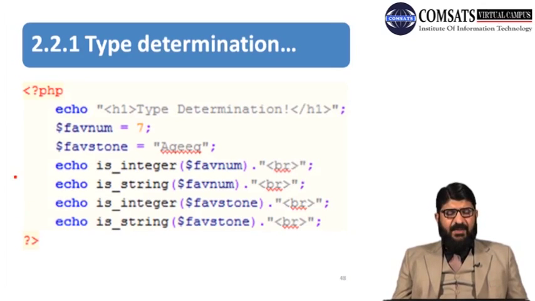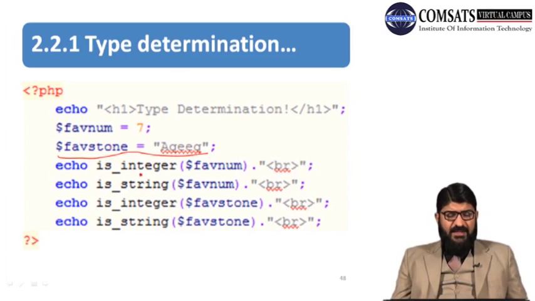टाइप डिटर्मिनेशन के एग्जांपल देखते हैं. हमारे पास वेरिएबल मेंशन है favorite number equals to 7. So for that, favorite stone, another variable is given is equals to a cake. A variable favorite stone is created with values assigned a cake. Now we want to check the type.